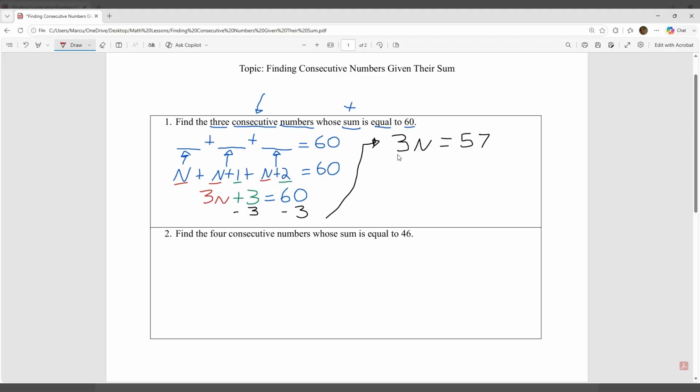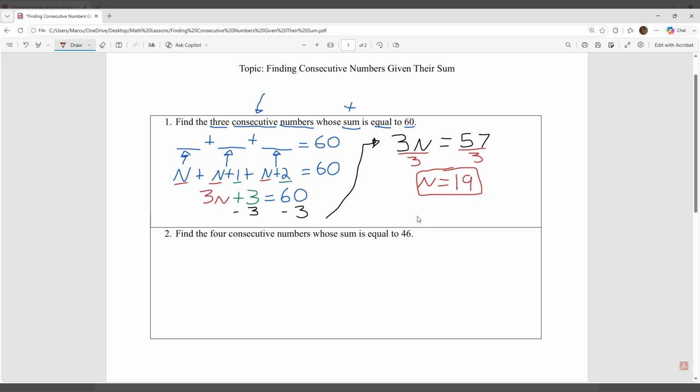And then your next step is to get n by itself by doing the inverse operation here. So instead of multiplying by 3, you're going to divide by 3, both sides. Whatever you do to one side, you do to the other one. So in this case, you're going to get n equal to 19.